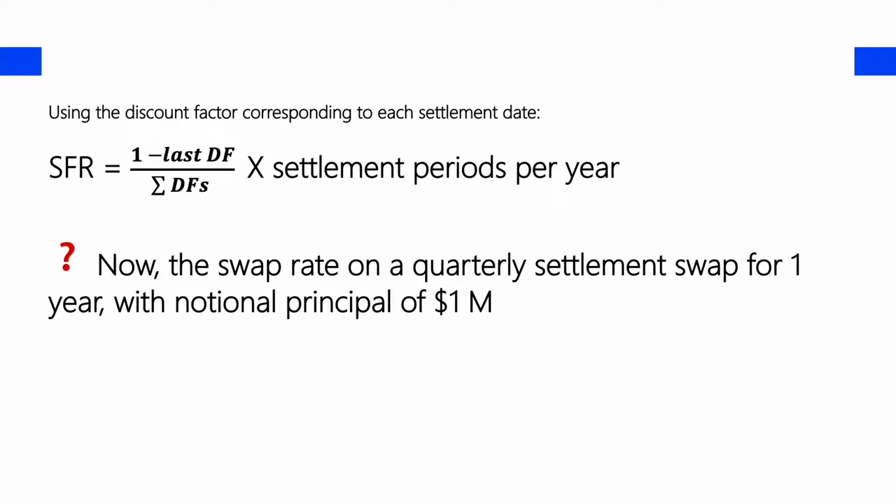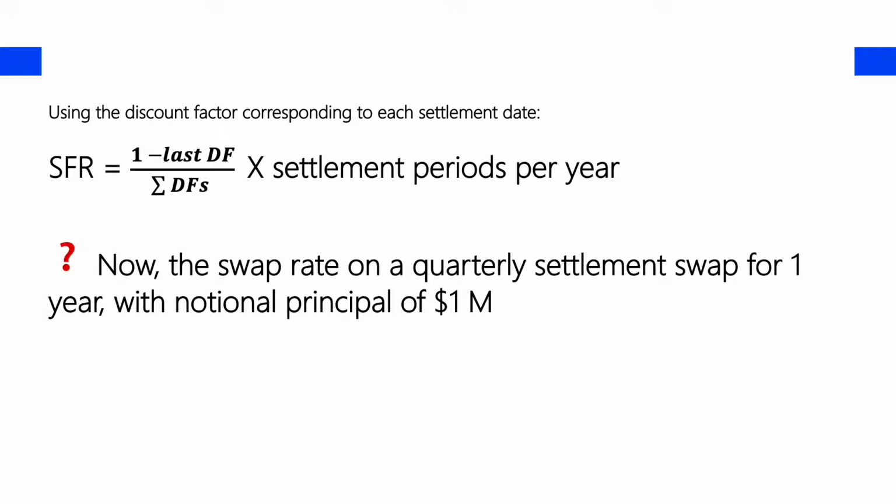For the settlement term, so if it's a quarterly swap, that would give you the fixed rate for the quarter. We always want to quote it annually, so you would then multiply it by the settlement periods per year, in this case. Now I know it looks like that formula comes out of absolutely nowhere.